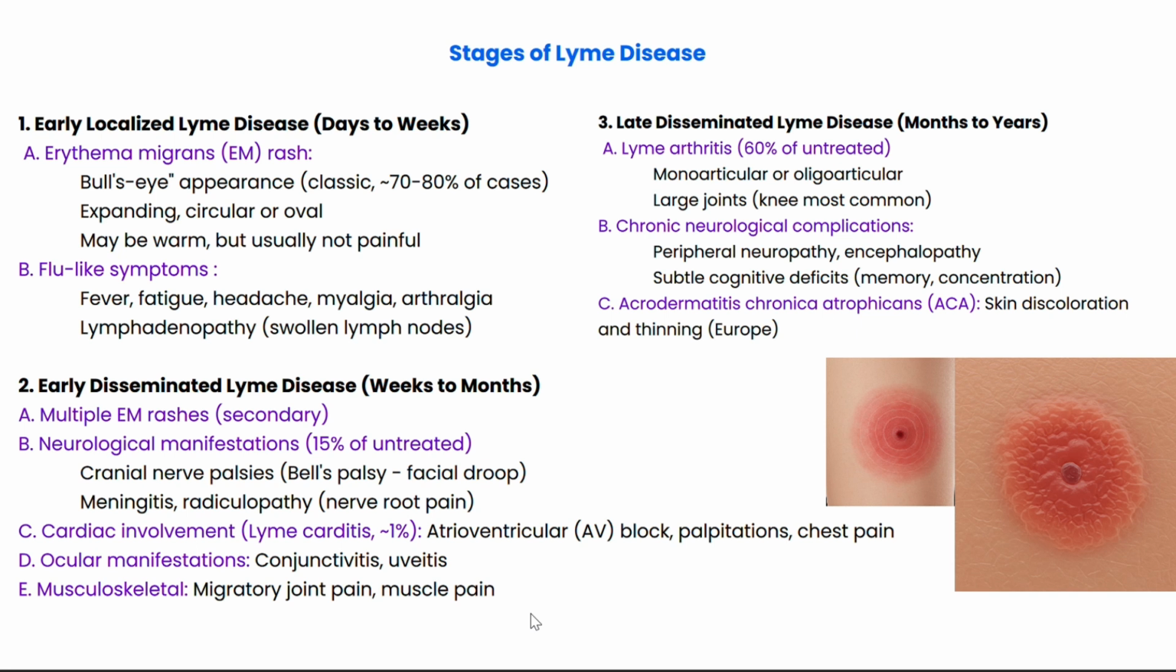Patients may also develop chronic neurological complications such as peripheral neuropathy or encephalopathy, which can lead to subtle cognitive deficits affecting memory and concentration. In Europe, a skin condition called acrodermatitis chronica atrophicans, or ACA, characterized by skin discoloration and thinning, is sometimes seen in late stage Lyme disease.